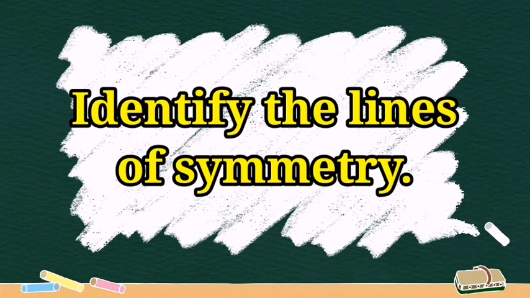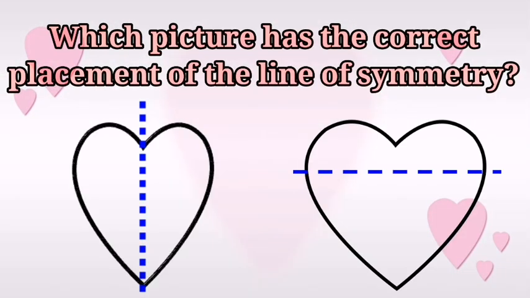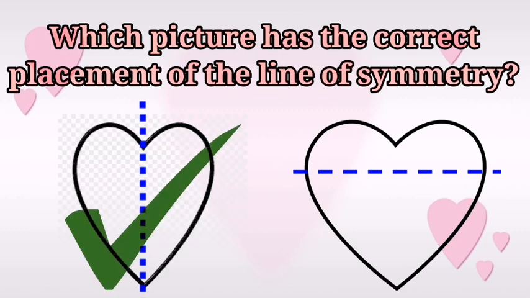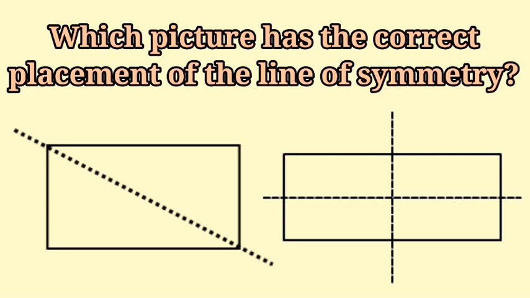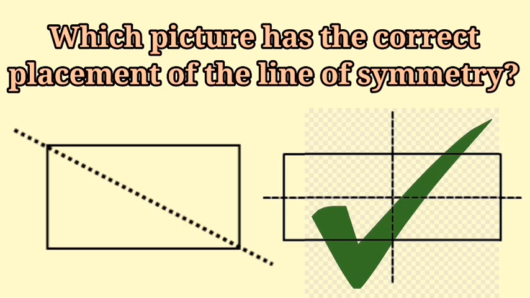Let's see if you can still remember. Are you ready to identify the lines of symmetry? Remember, you can find if a shape has a line of symmetry by folding it. Which picture has the correct placement of the line of symmetry in a heart? That's right, it's the first picture. How about in a rectangle? Which picture has the correct placement of the line of symmetry? That's right, it's the second picture.